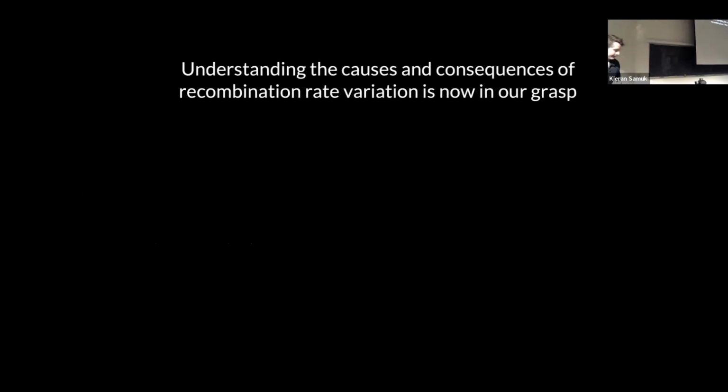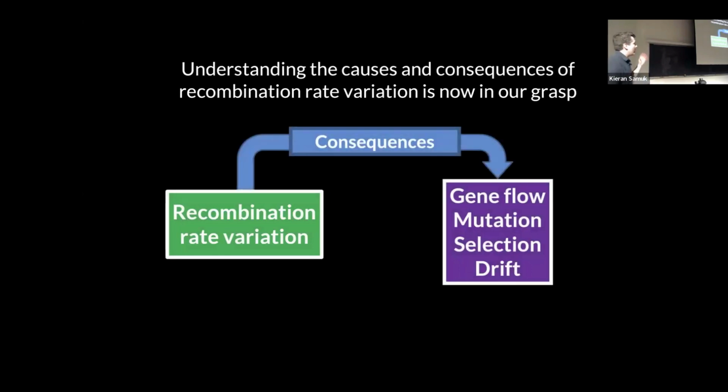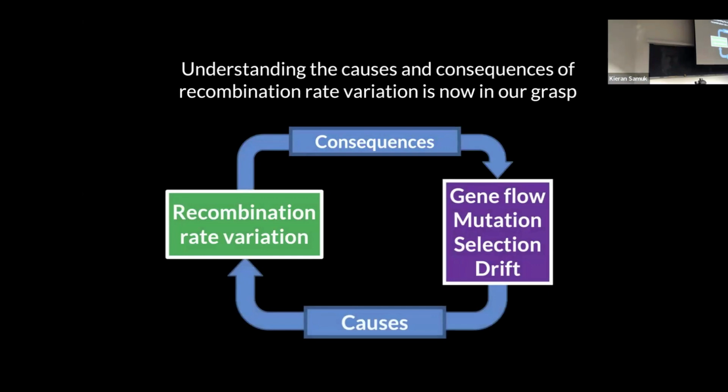And so this is exciting for me because, thinking about all that variation out there, wanting to explain it, understanding both the causes and consequences of this variation, I think is now becoming within our grasp. And so what I'm interested in is establishing the links between how the variation and recombination that exists out there influences the forces of evolution, and how those same forces feed back and can shape variation and recombination rate itself.